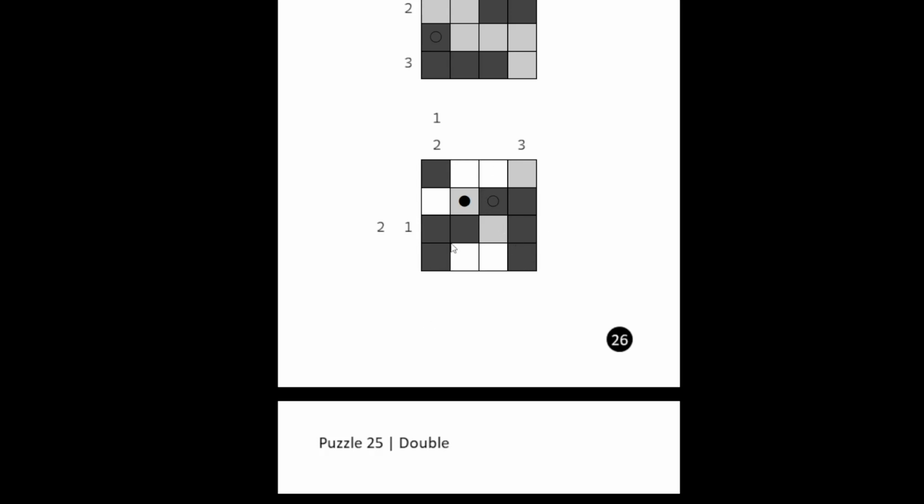Which way does the path go? Well, no 2x2s, so the path must take the upper route, upper right route. There we go, and hang on, hang on.